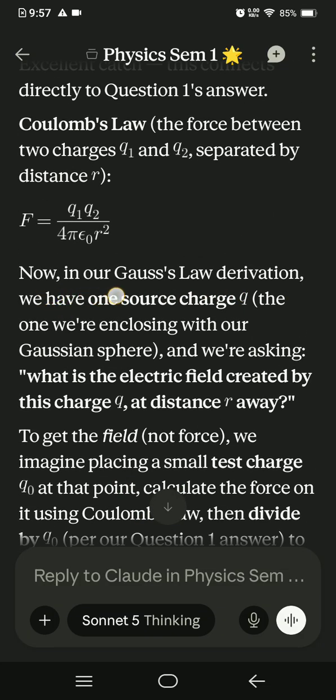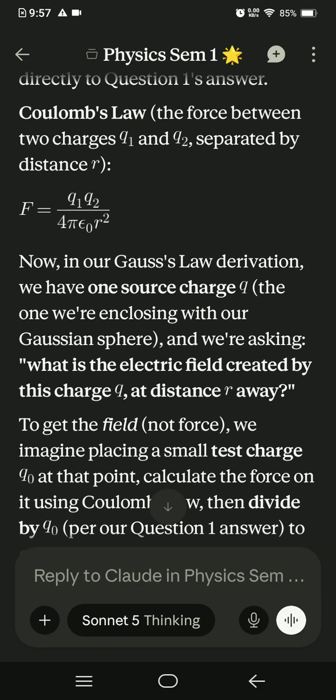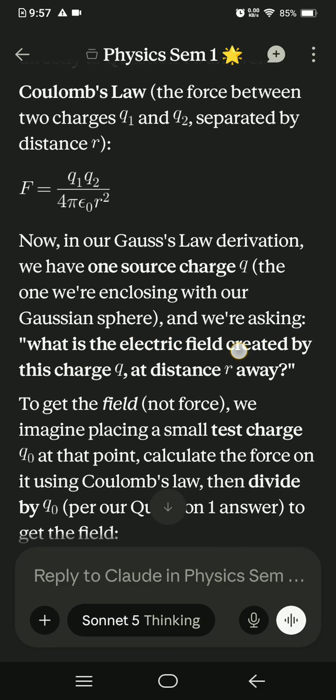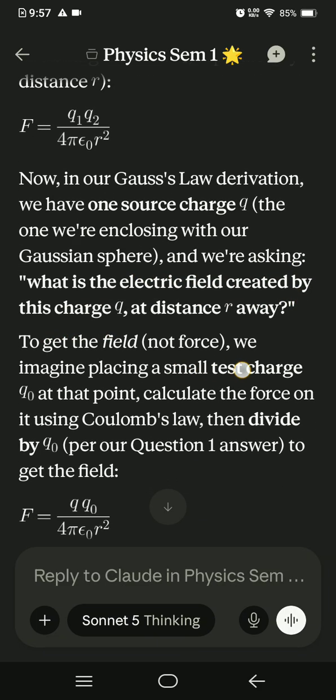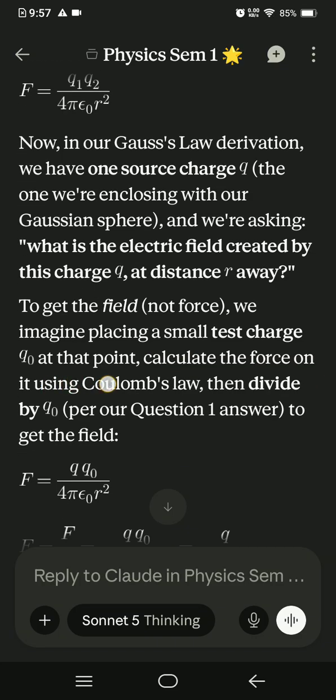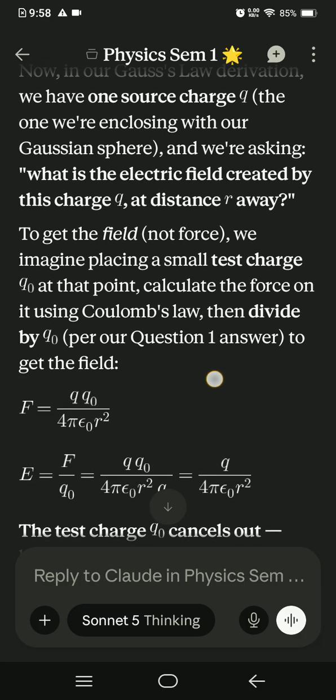One more time. Now in our Gauss's law derivation we have one source charge q that we are enclosing with our Gaussian sphere, and we are asking what is the electric field created by charge q at distance r. To get the field, we imagine placing a small test charge q naught at that point. Which point? Calculate the force on it using Coulomb's law, then divide by q naught to get the electric field.